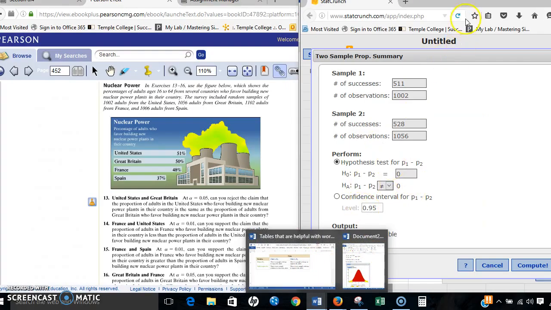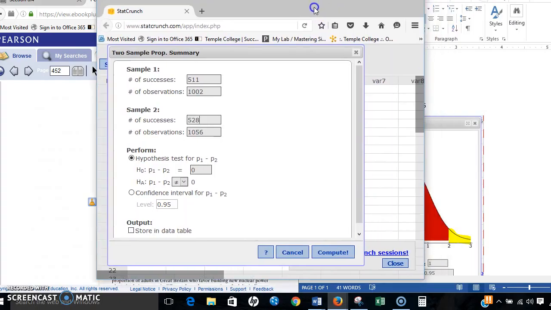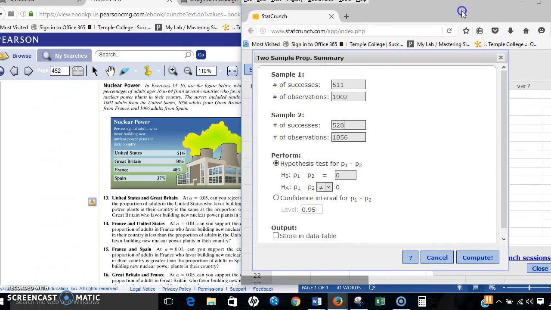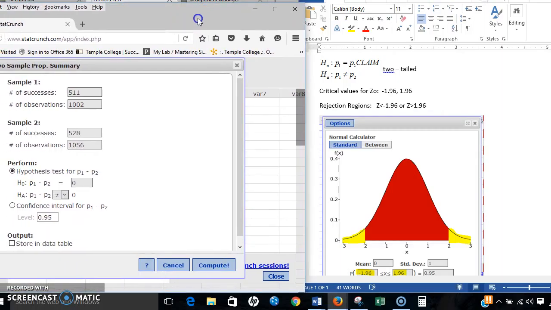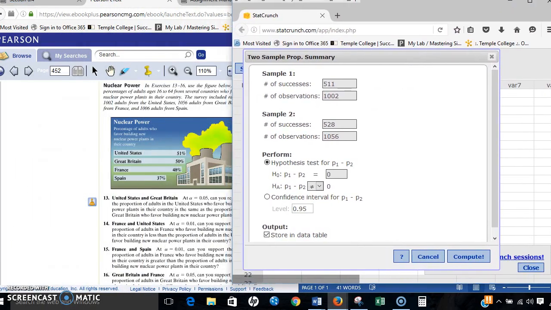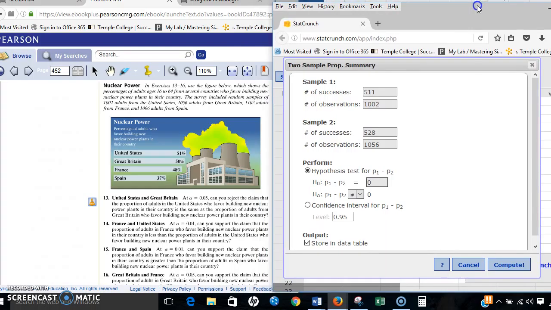Now, my hypothesis test, let's pull that Word doc back up so we can see our claim there. So it was not equal. Oh, and that is the default, not equal. I'm going to store that information in the data table. Move back over where we can see our problem again, and I'm going to click Compute.